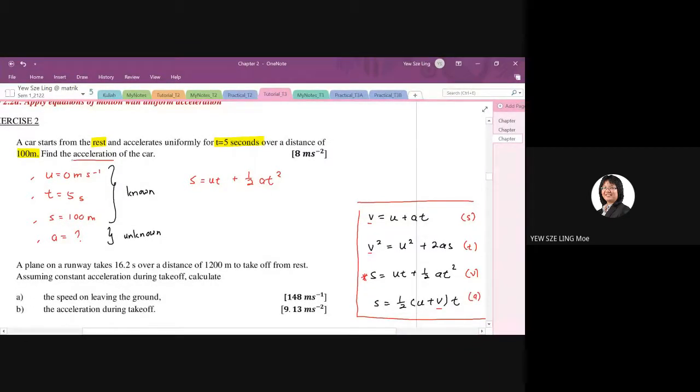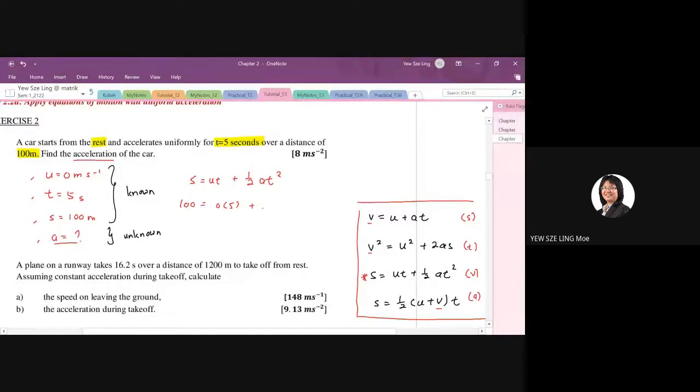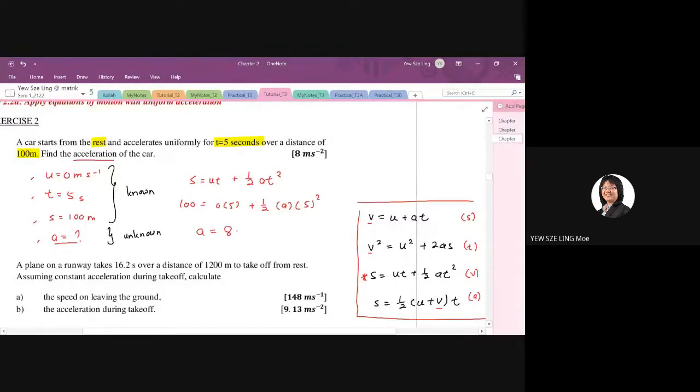So basically you just list out all of the information and the thing that you want to find, then you compare it with the equations. It will tell you which equation to use. So s equals ut plus 1 over 2 at squared. So we have 100 equals 0 times 5 plus 1 over 2 a times 5 squared. Rearrange the equation, and you will get a equals 8 m/s squared.